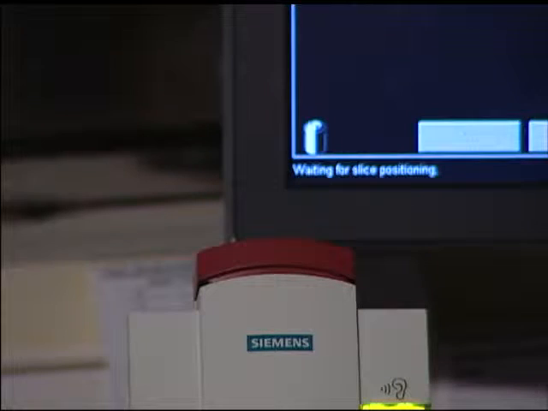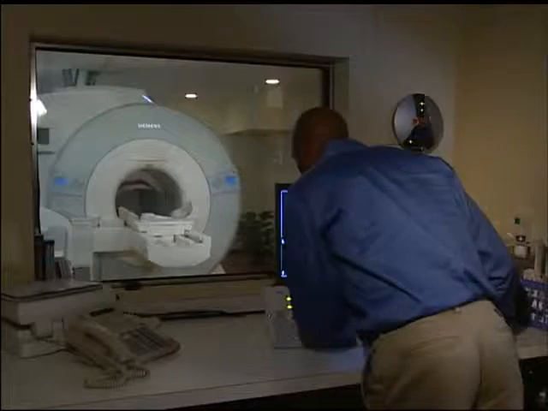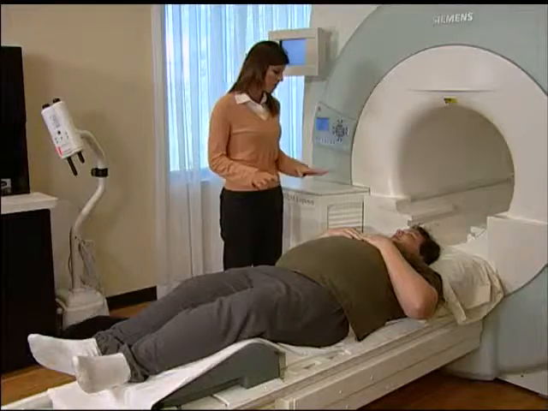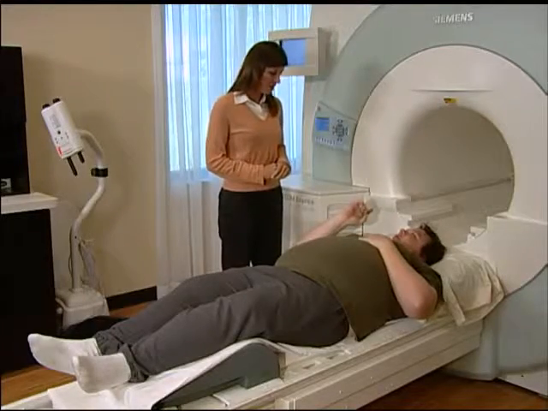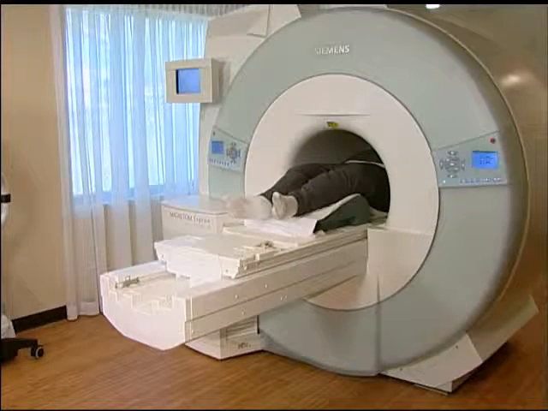An intercom system keeps you in two-way communication with the trained medical professional performing your exam, the MRI technologist. How are you doing in there? I'm doing good. It is very important that you remain still while the images are being acquired. You'll know that an image is being acquired when you hear a knocking sound.